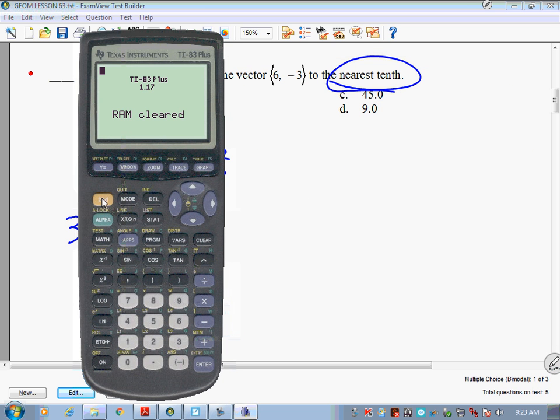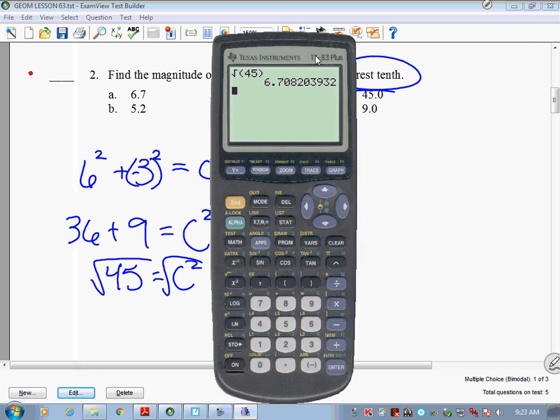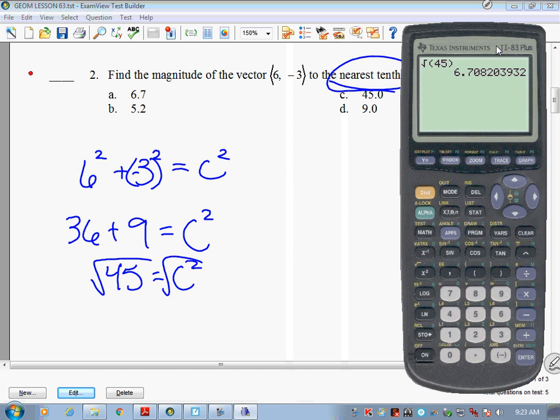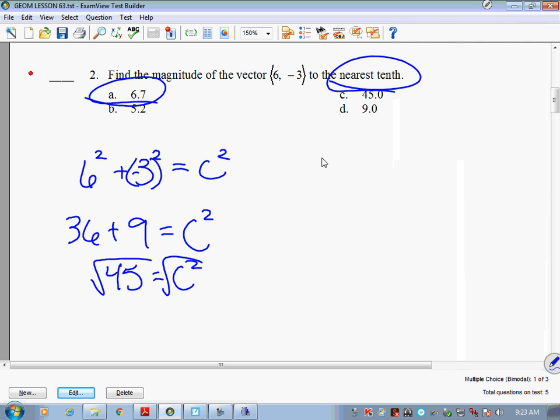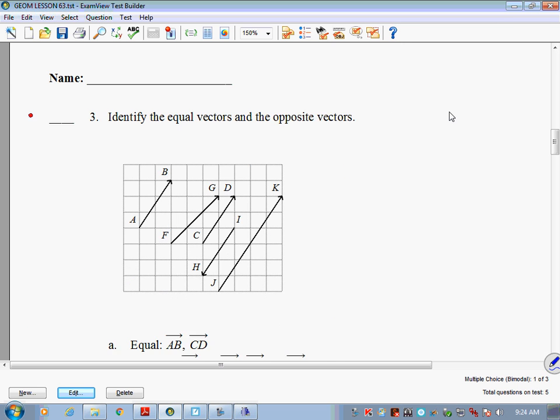Okay, square root of 45 equals 6 point, we went to the nearest tenth, looks like 6.7. 6.7, this guy right here. Does any of this math seem too hard or too complicated up to this point? No? Okay, really a lot of it's just slope and Pythagorean theorem. Okay, let's come down here.